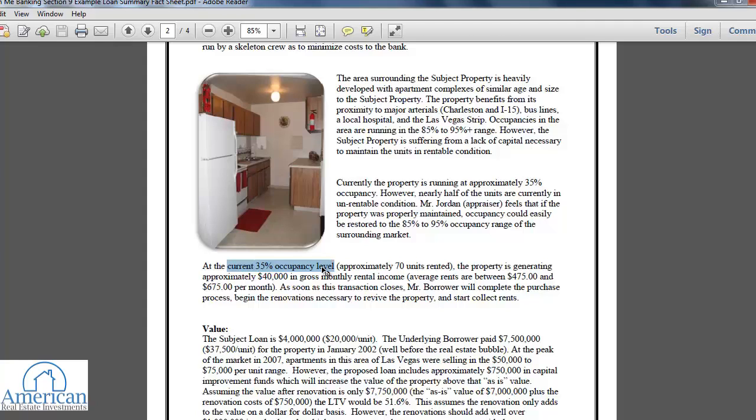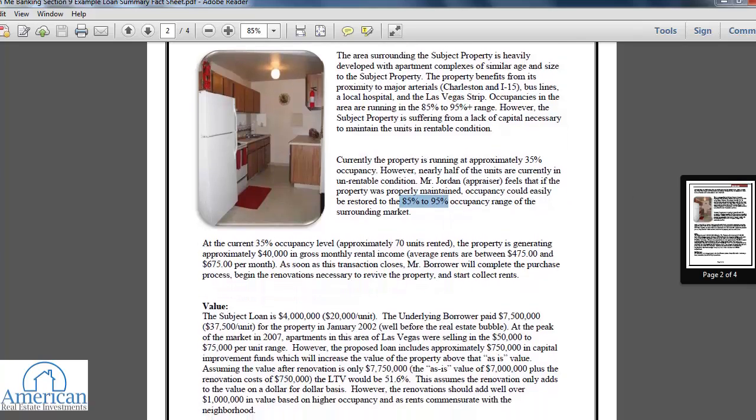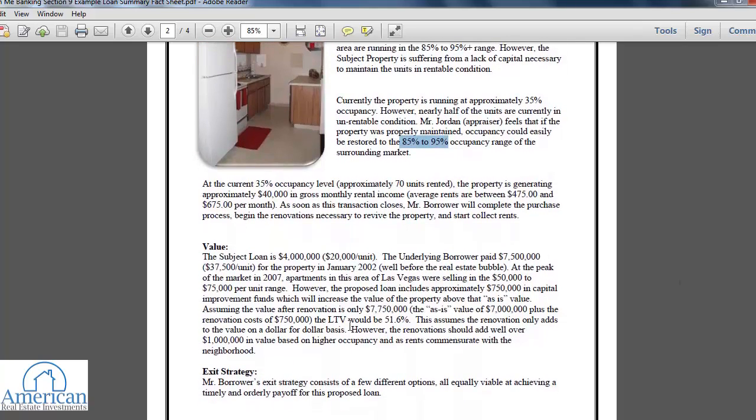But the reason this is a diamond in the rough is that all the other apartments in the surrounding area are rented out in the 85 to 95% occupancy range. We're at 35. So obviously we just have a property that's underperforming. And our borrower knows that he can rehab it, get the occupancy levels back up, and then have a valuable property to flip.